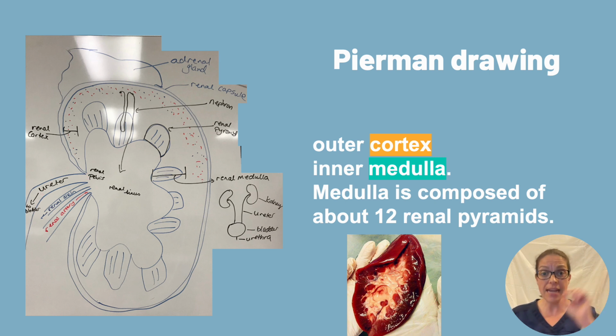Now, the next part is looking at these nephrons. So remember that the nephron is the functional unit. And the important part is to see where it starts. It starts in the cortex, it dips down into the medulla, goes back up to the cortex and back down again. Now, what are all of these dots?